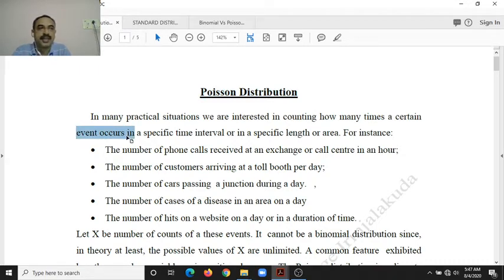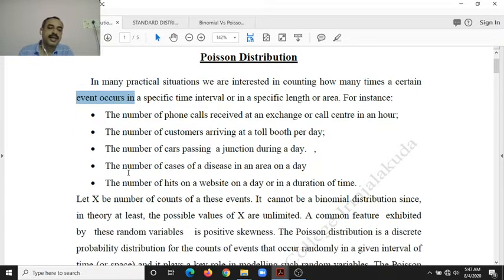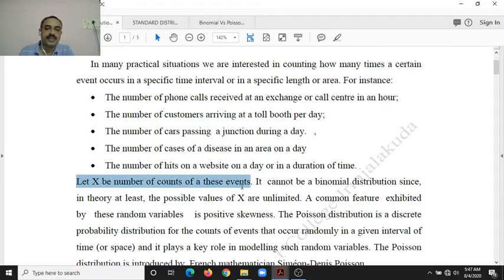trials in these cases. Suppose x represents the number of counts of these events, then x cannot be binomial because the number of trials is fixed. So in those situations, we can make use of Poisson distribution to address the probability distribution of the variable x. Clearly, x is a discrete random variable because x has values 0, 1, 2, etc., because the values of the variable x are unlimited.